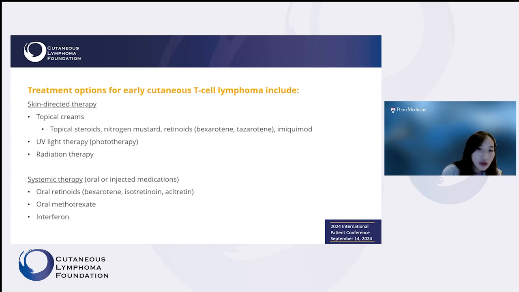Or rarely, if you have only 1 or 2 spots, you may be able to get radiation therapy. Sometimes if you have too many spots and you're not responding well to skin-directed therapy, your doctor may recommend systemic therapy options like retinoids or methotrexate or interferon, which is an injectable medication.